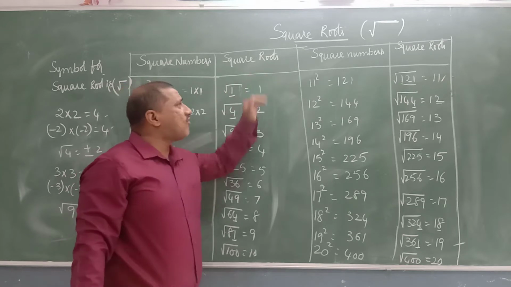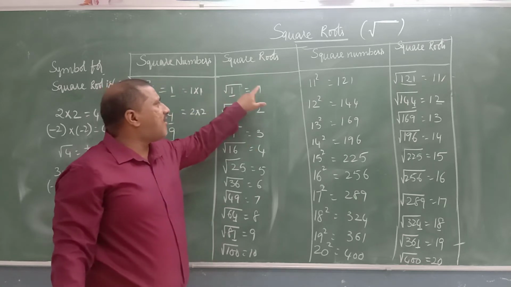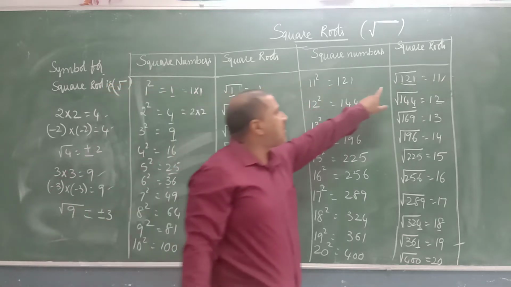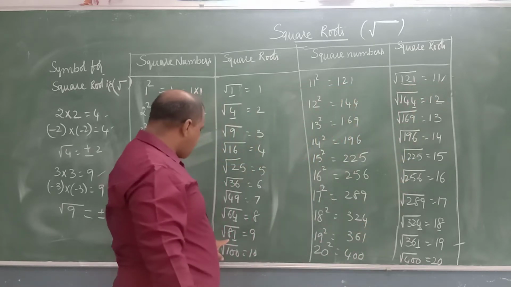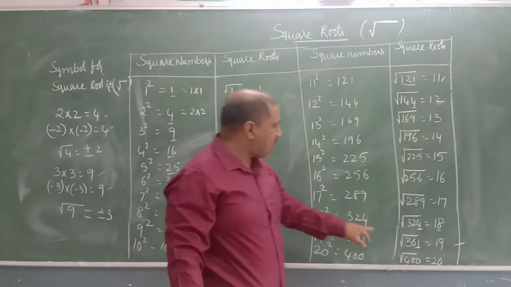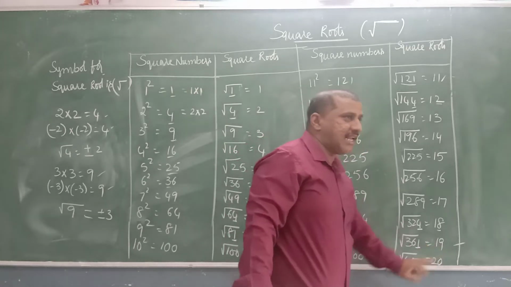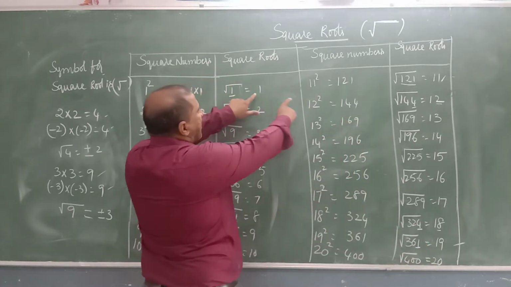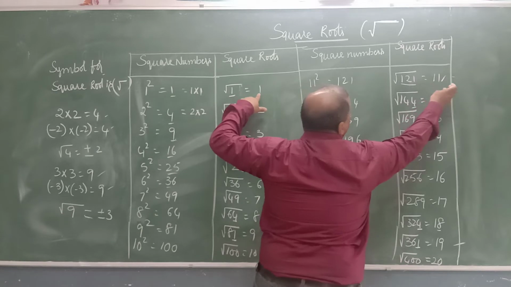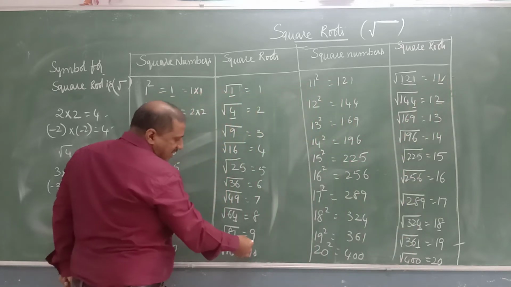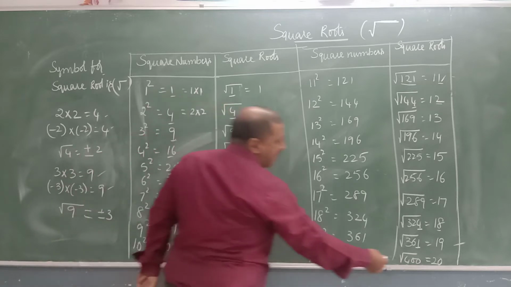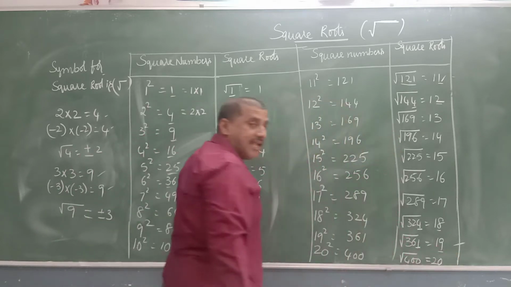What about their square roots? Square root of 1 is 1. Square root of 121 is 11. Square root of 81 is 9. Square root of 361 is 19. If you observe these two square roots, 1 and 11, we have 1 in the units place. And if you observe these two square roots, 9 and 19, we have 9 in the units place.